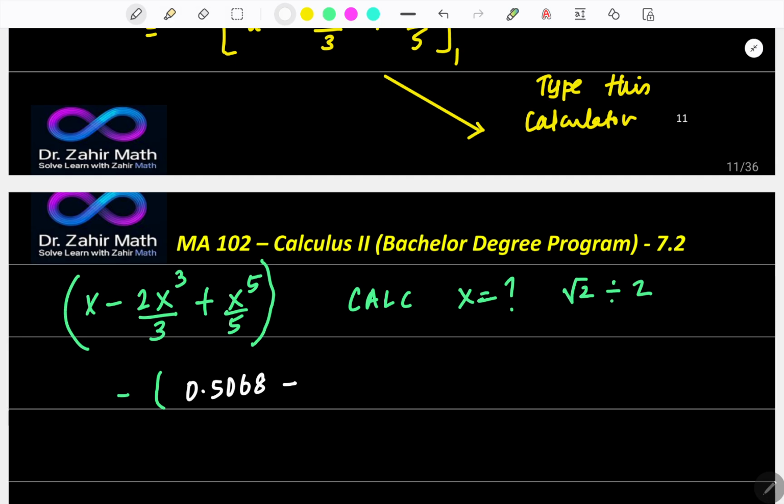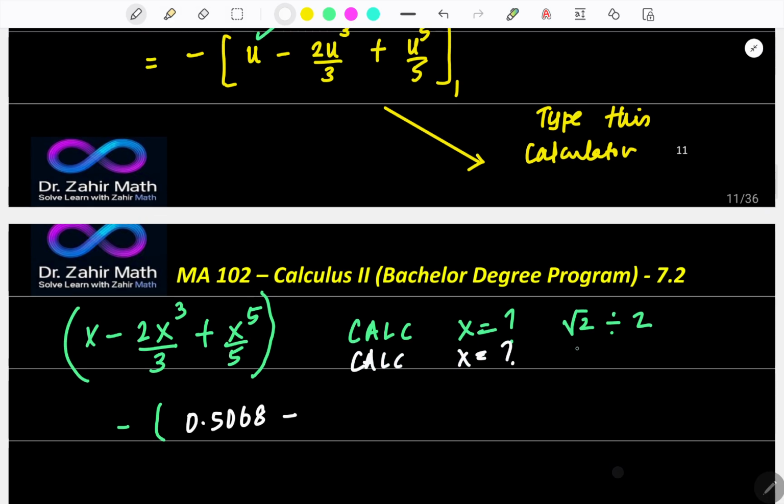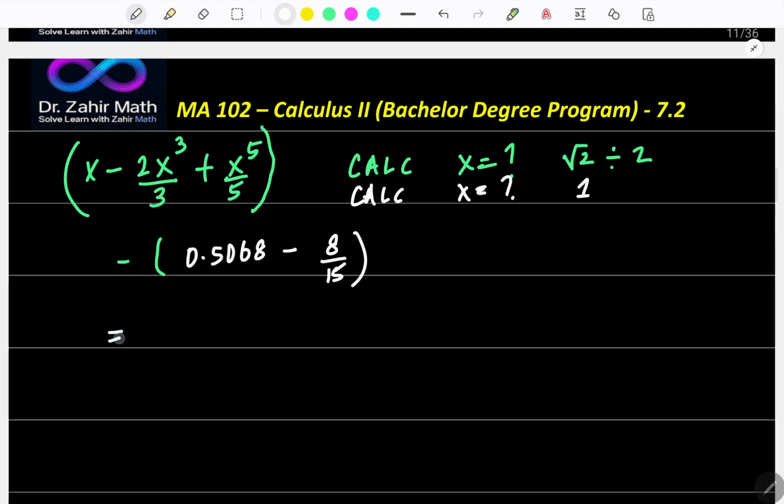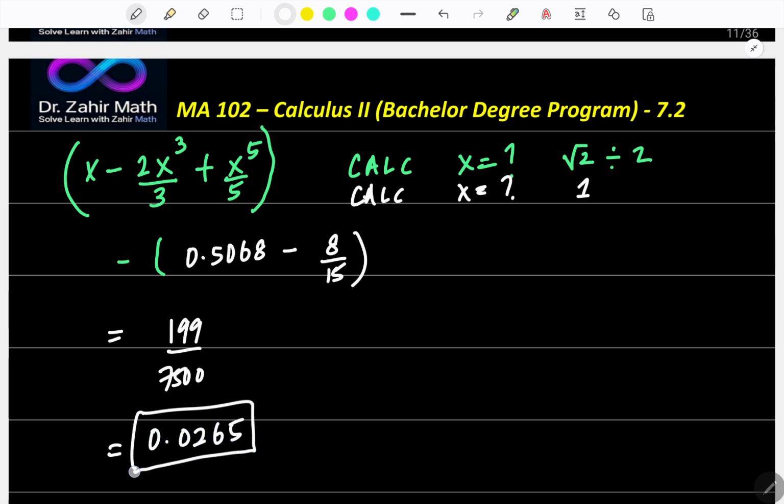0.5068 minus, again press calc. The calculator will ask you x question mark. Now press x is equal to 1. If you press like this, I'm getting 8 divided by 15. So which is equal to, I'm getting 199 divided by 7500, which is equal to 0.0265. Yes, you can do it.